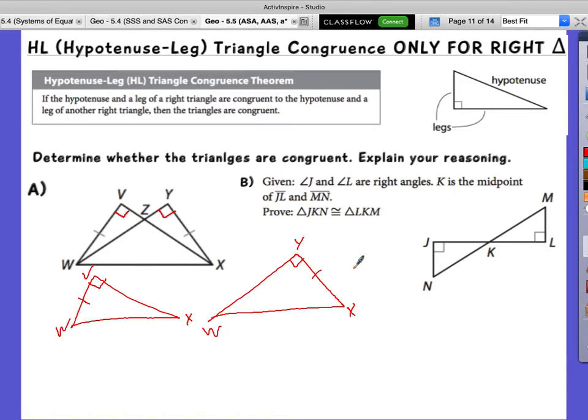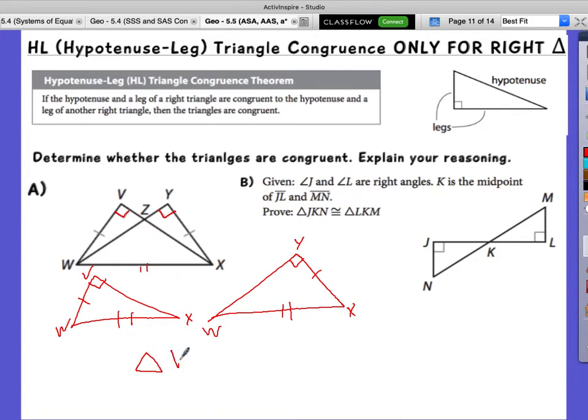No. We can fill out one more thing. What else can we know? WX is congruent to itself. They share this side. So now what can we use to prove them congruent? Do we have a side-side angle? No, but we have hypotenuse leg. It's a special one.